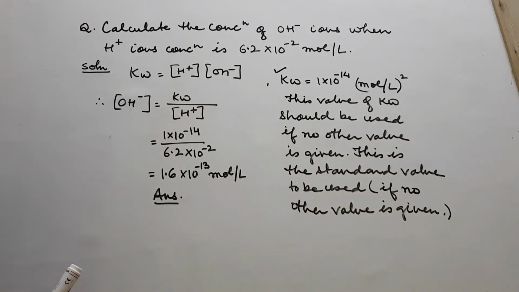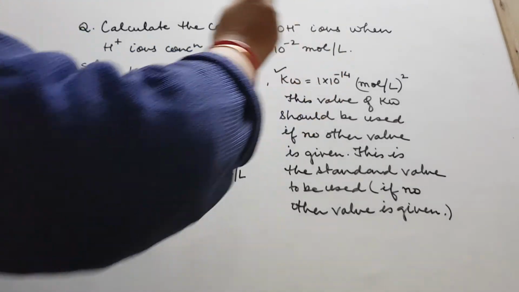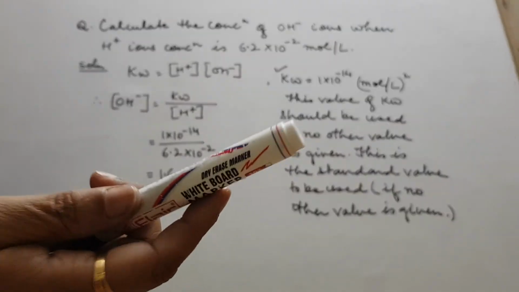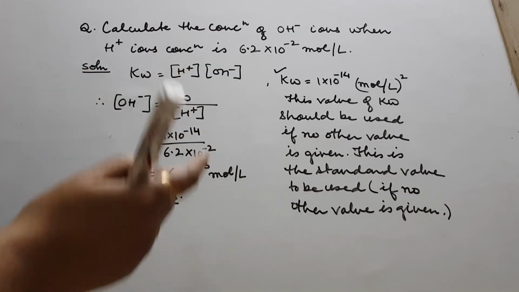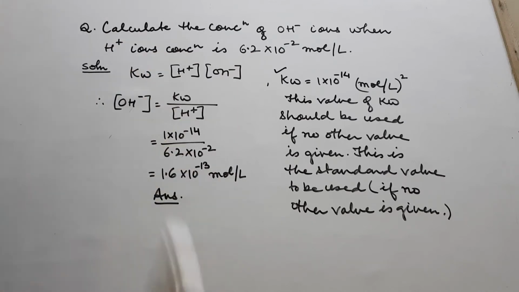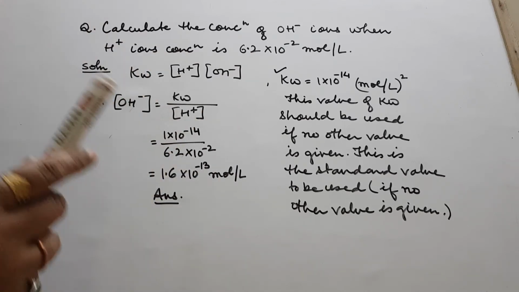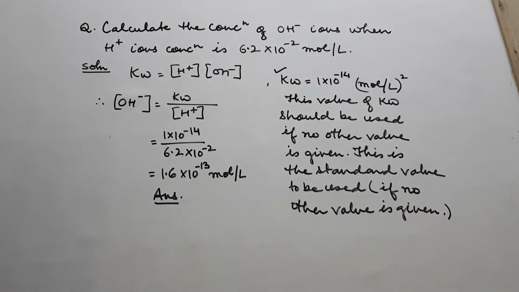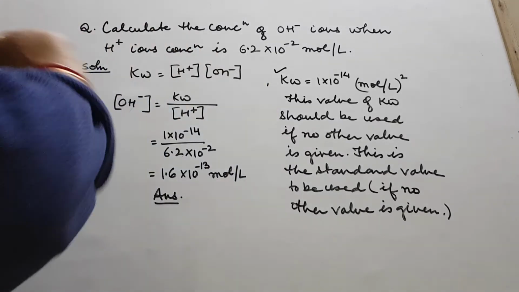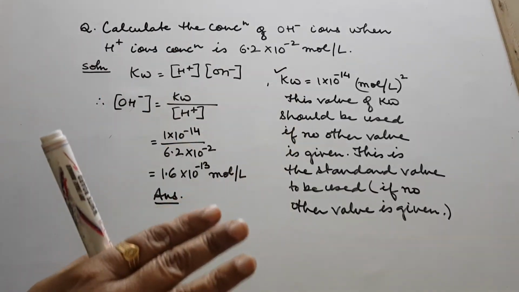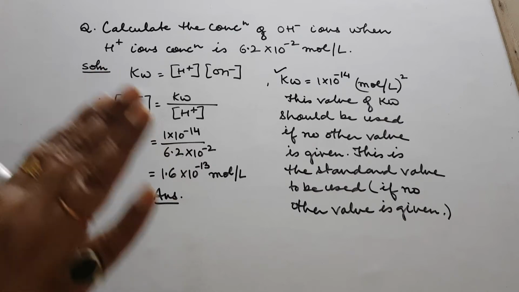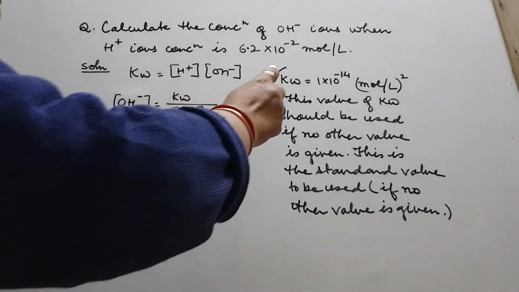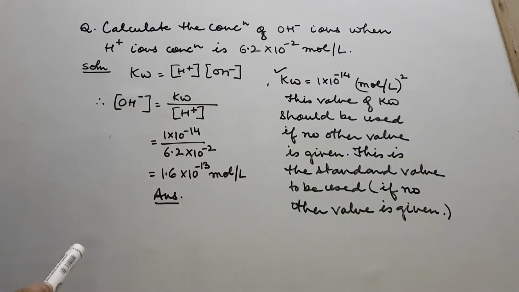Suppose they gave you the value of Kw as 2 into 10 to the power minus 12 or 1.8 into 10 to the power minus 14, 15, 16, whatever. Then you have to use that value. But if at all no value of Kw is given to you at any temperature and you require it in the formula, you can take this for granted anywhere and everywhere for solving your numericals. I hope this point is clear to you. So if no other value of Kw is given, you can always take this value for calculation purposes.